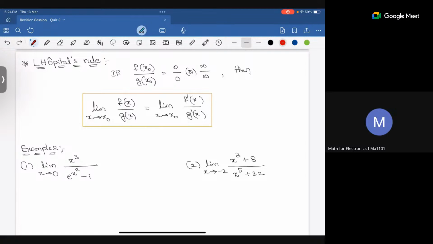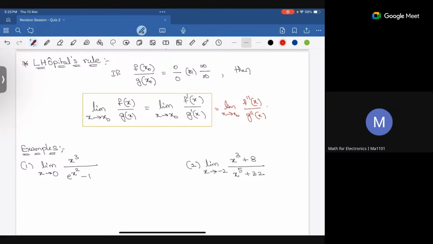Another property of L'Hopital is that you can use it multiple times. Let's say you got 0 by 0 again. You can use L'Hopital again and say this is the same as the limit as x tends to x naught of f double prime of x divided by g double prime of x, right? But only on one condition.